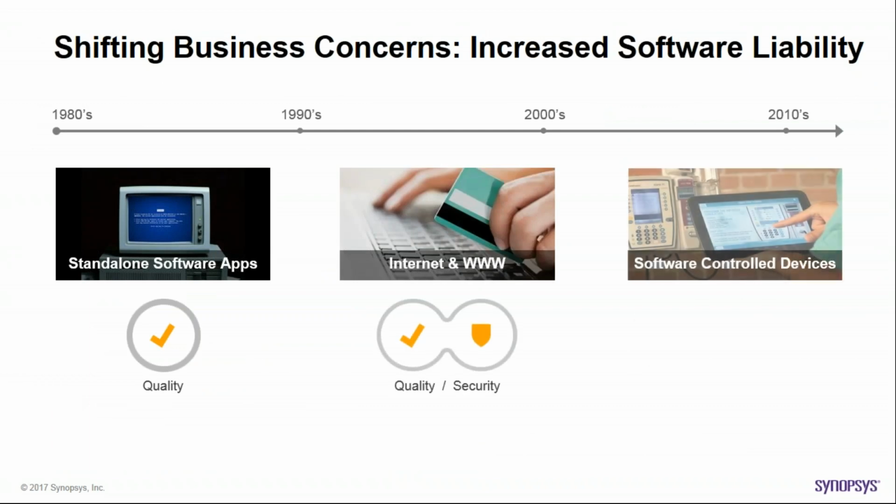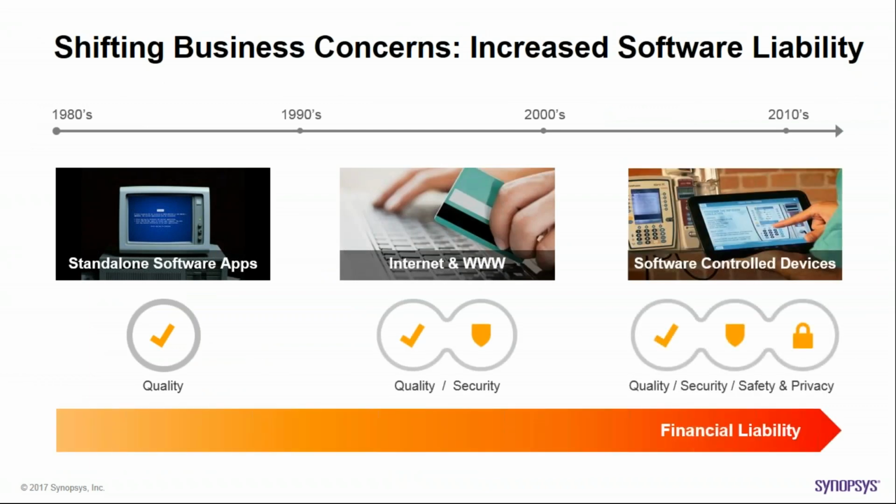And the overall concern here is the shifting concerns for business. It's a shift in liability. For years, we've always been focusing on quality, and you need to continue to do that. But in the late 2000s, we saw more of a focus where people started looking at security as well, looking at quality and security. Today, it is now about quality, security, safety, and privacy as well.